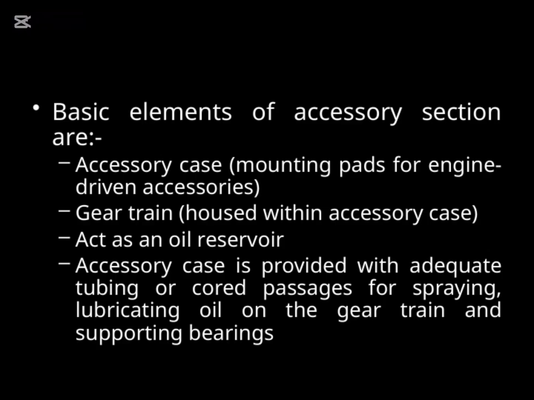An important point to note is that the accessory case also acts as an oil reservoir. This means it stores the lubricating oil necessary to keep the gear train and supporting bearings running smoothly. To ensure proper lubrication, the accessory case is equipped with adequate tubing or cord passages. These passages are essential because they allow the oil to be sprayed or directed onto the gear train and bearings, reducing friction and preventing overheating.